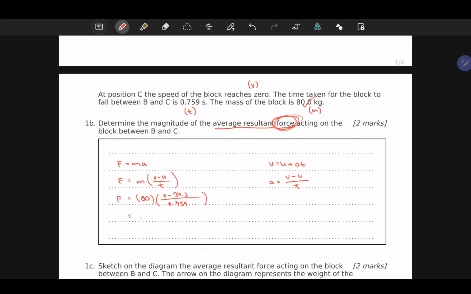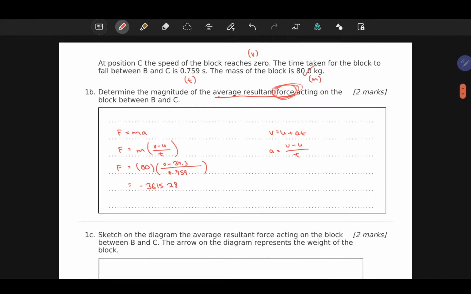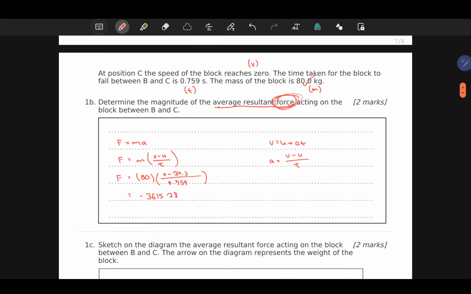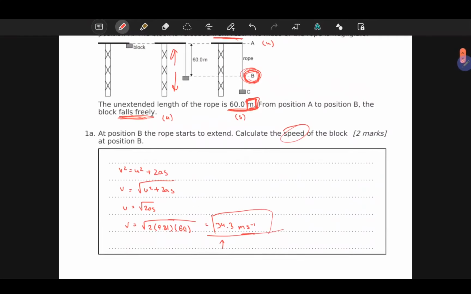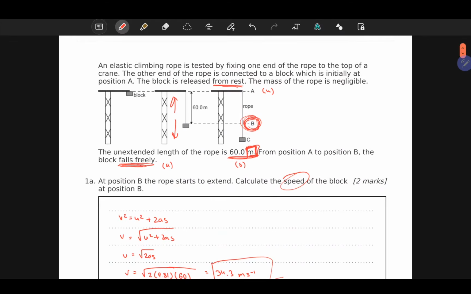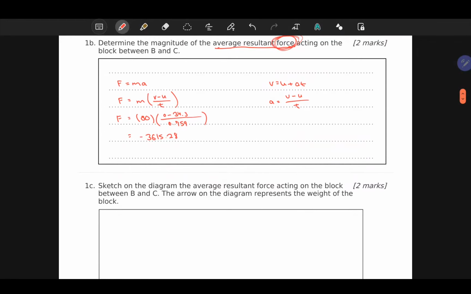Plug that into the calculator and you should get minus 3,615.28, right? That is not your final answer. Remember what the question is asking. It's asking for the average resultant force, right? We're not really dealing with directions. We haven't used negative for going downwards and positive for going upwards. That hasn't been defined in the question. That usually means that you can ignore the direction. So you can ignore this minus sign, because we know that the force is acting downwards because the block is going downwards. And that's not really asked in the question, so you can get rid of that.